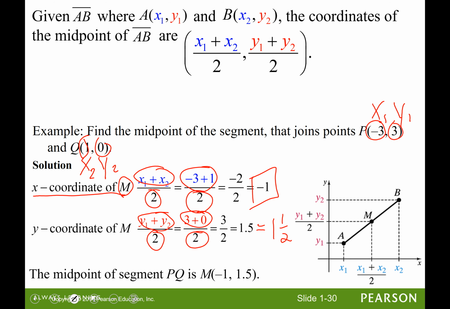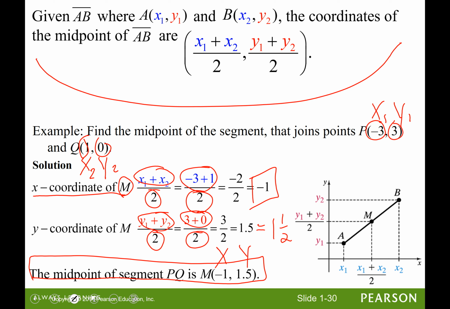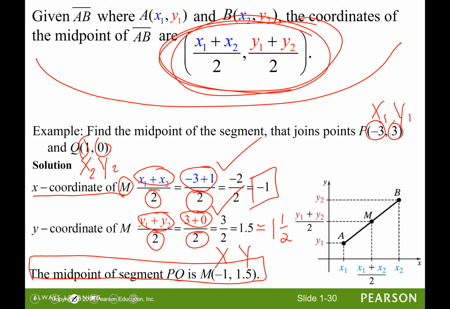All right, so that being said, the midpoint of our segment PQ is M, which has an x-coordinate of -1 and a y-coordinate of 1.5. All right, so now we're going to talk about the general form of the midpoint formula, which can be a little overwhelming when you see it in this form. But just remember, don't let this overwhelm you. You just did it. The computation is not that bad. It's addition and division. So even though this looks a little frightening, you can get through this.